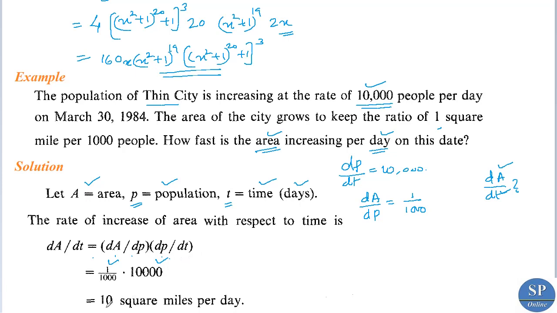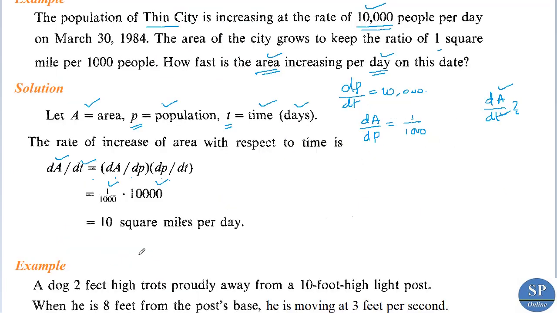So this is nothing but 10. So 10 square miles per day. The unit is square miles per day, because the unit of area is square miles and the unit of time is day. So the unit of dA by dt is 10 square miles per day.